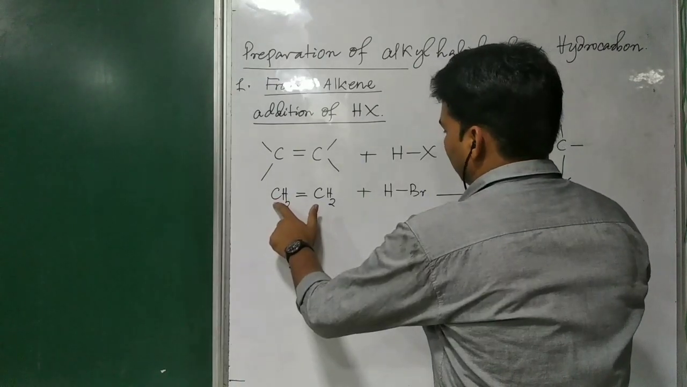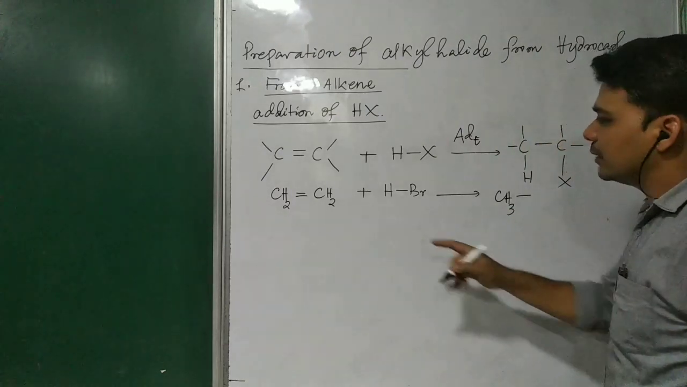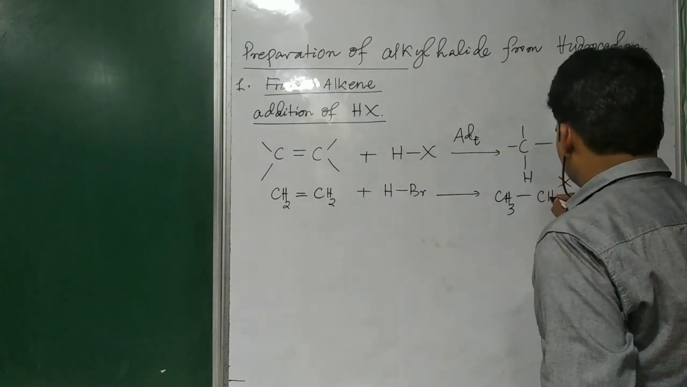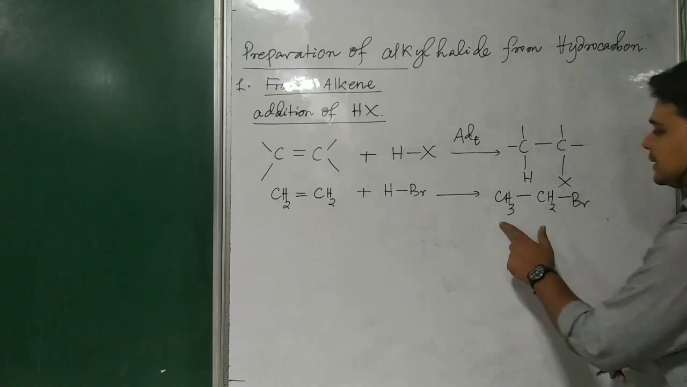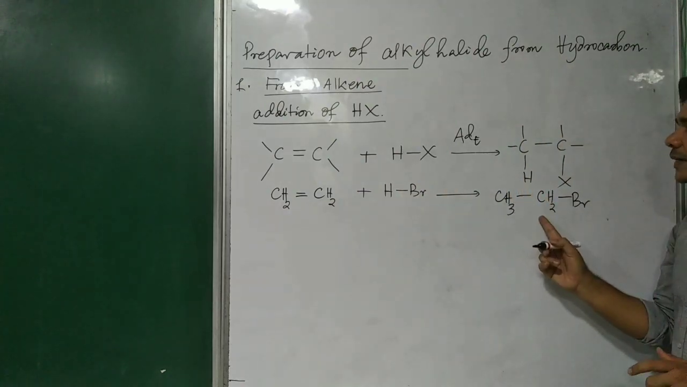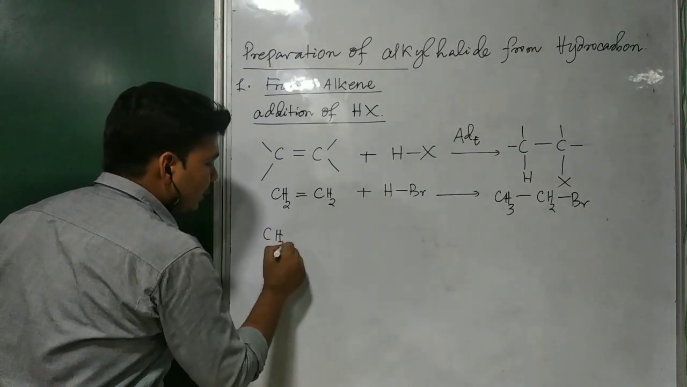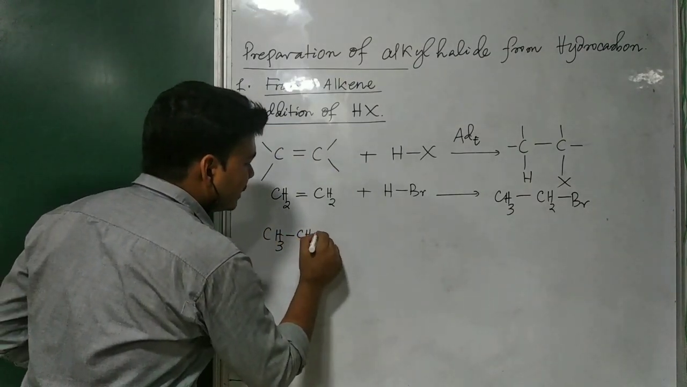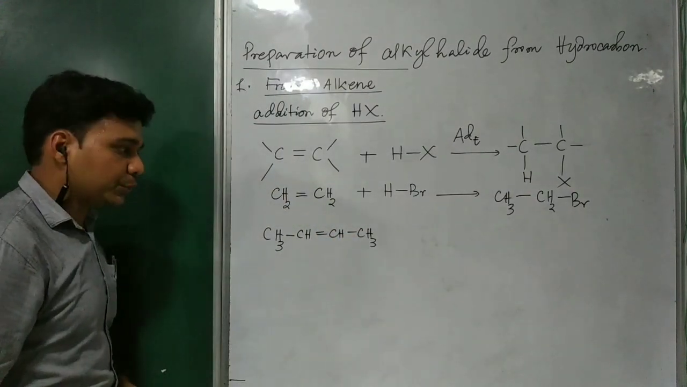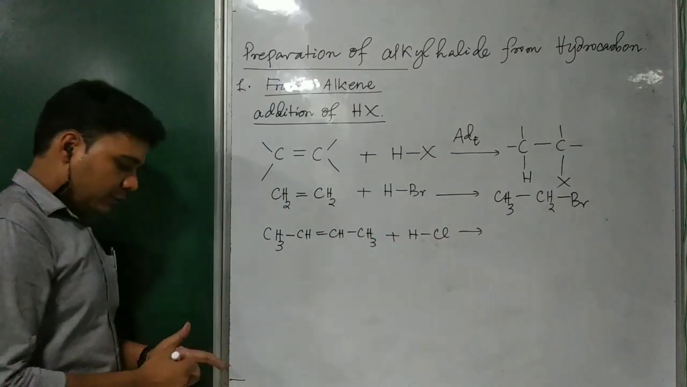Let us consider here, I am attaching this hydrogen, then CH2 will be converted into CH3. Double bond will be converted into single bond, and this bromine will be added to this carbon, then we will get the product CH3CH2Br, ethyl bromide. From ethene I got ethyl bromide. Okay. Similarly, another alkene molecule, let us consider CH3-CH=CH-CH3. When this is treated with HCl, tell me in the same way what will be our product.